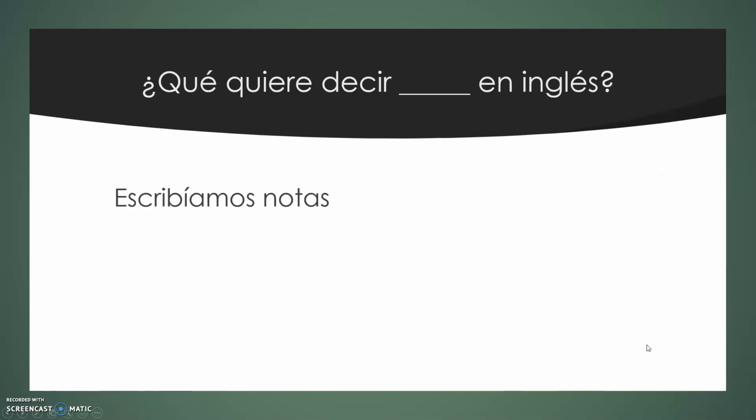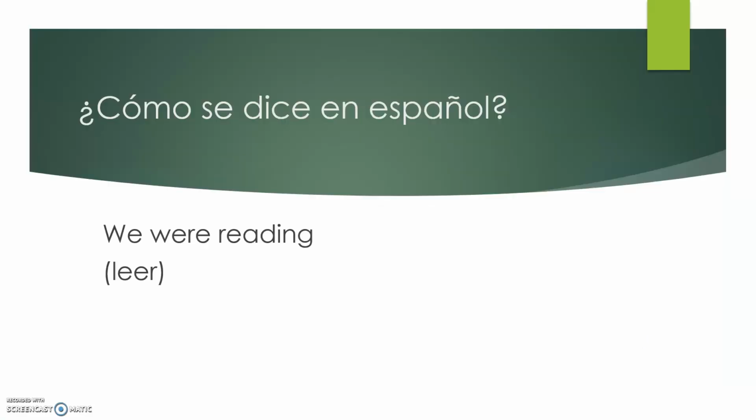How about escribíamos notas? That means we were writing notes, or we used to write notes. Okay, something that happened in the past over an indefinite period of time. And now you need to give me some examples. Okay, so ¿cómo se dice en español we were reading?